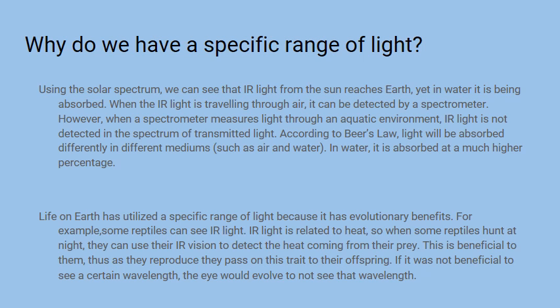Life on Earth has utilized a specific range of light because it has evolutionary benefits. Looking at reptiles, they can see infrared light. Infrared light is related to heat, so when reptiles hunt at night, they can use their infrared vision to detect the heat coming from certain prey. This is beneficial to these reptiles, so as they reproduce, they pass on this trait to their offspring. If it was not beneficial to them, these wavelengths would not be passed on and the eye would evolve without it.